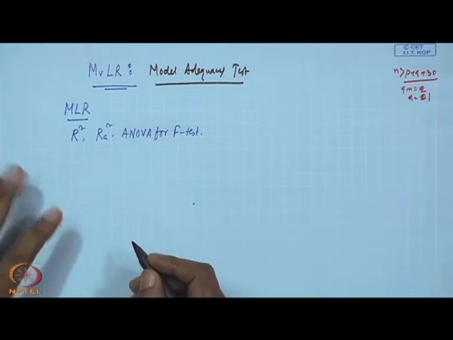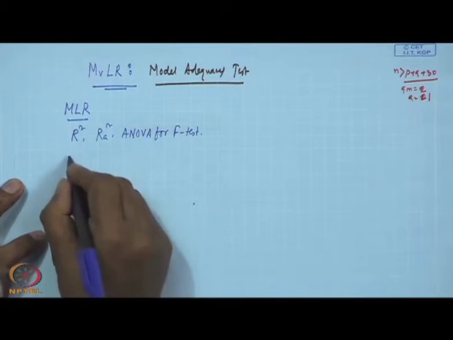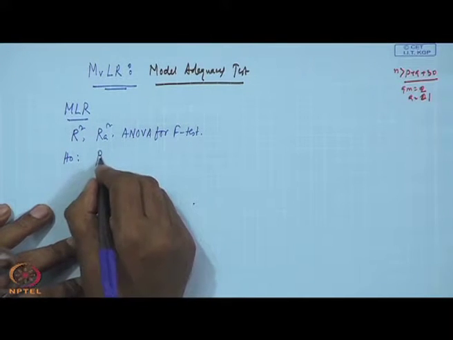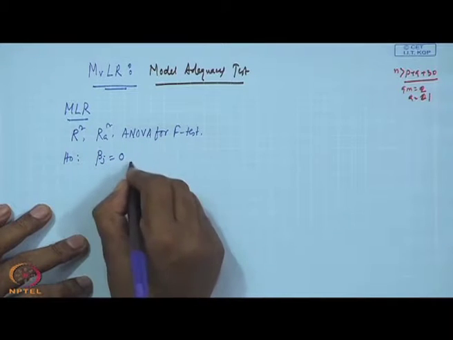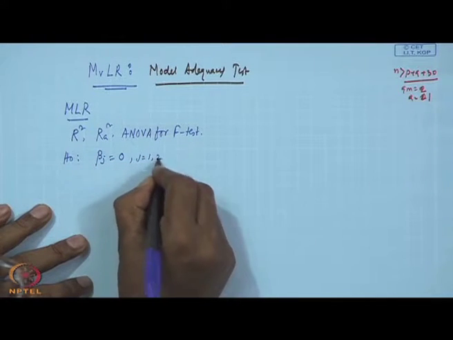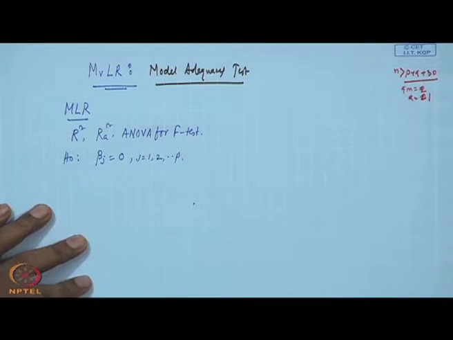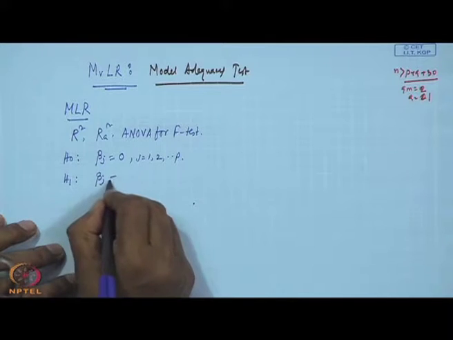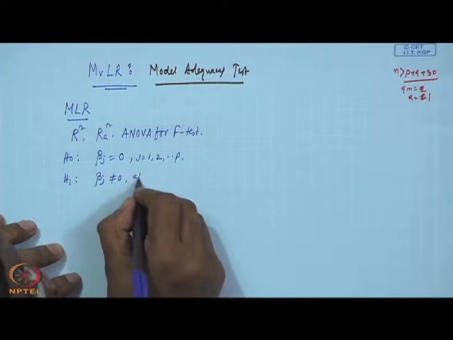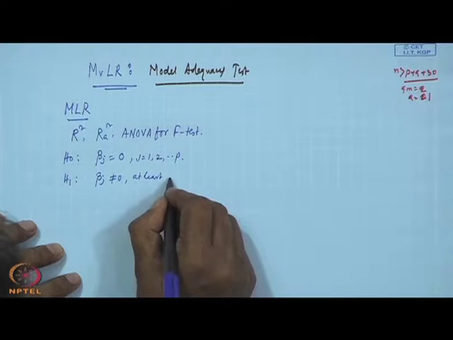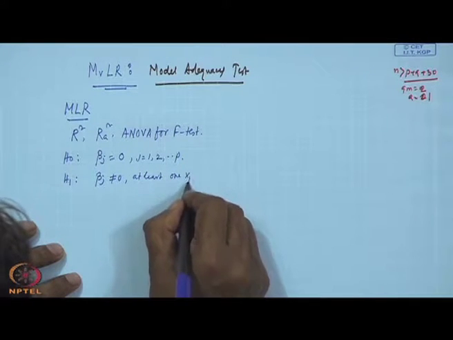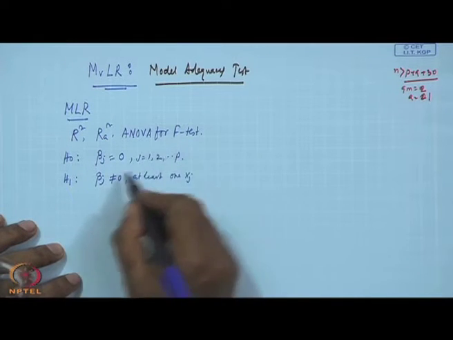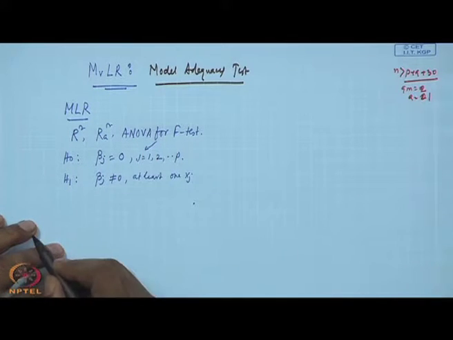Correct. And what we have done, basically, we have set certain hypothesis. That hypothesis is beta j equal to 0 for all j equal to 1 to p, and we created the alternate hypothesis that beta j not equal to 0 for at least one xj. That was the hypothesis we have tested, and we have used this ANOVA table like this.